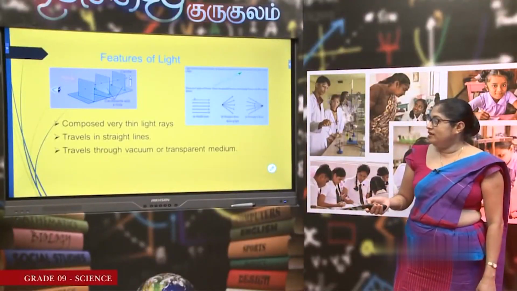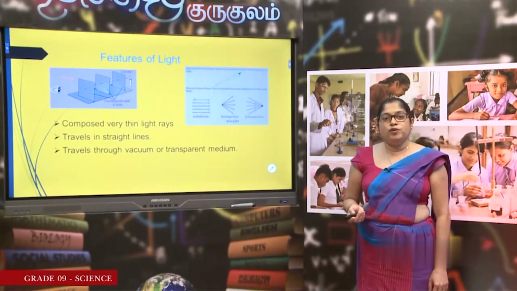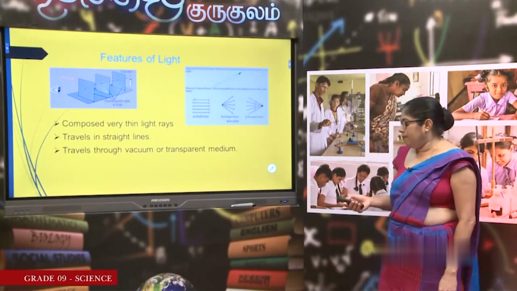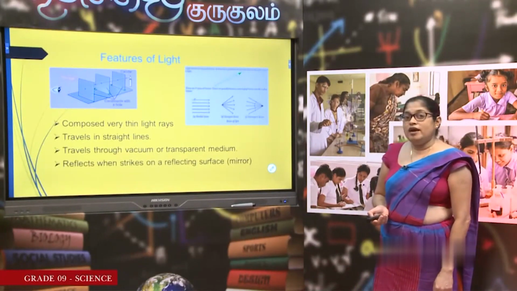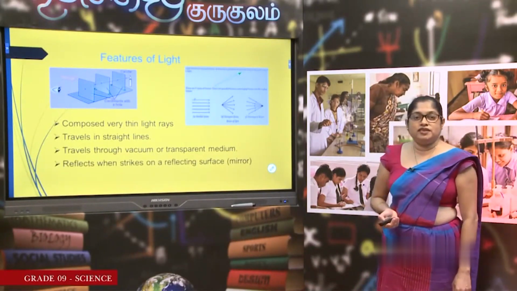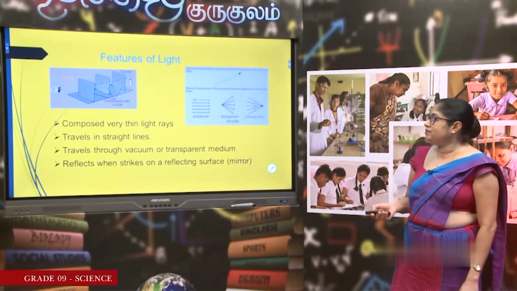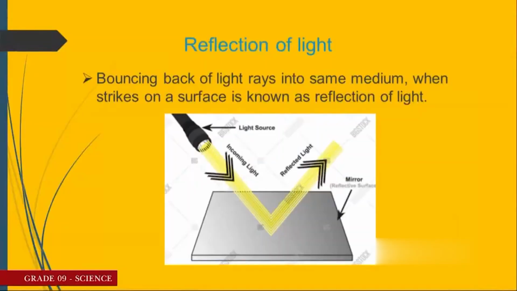The next feature of light is that it travels through vacuum or a transparent medium. And at last, when light strikes a reflecting surface such as a mirror, it reflects. This diagram shows a light beam directed from a light source. A light source is an object that gives out light. So, here a torch is directing a beam of light on the mirror, and the mirror reflects the beam of light as parallel rays.